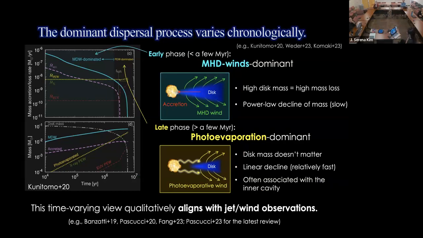In more recent years, it has been found that the dominant disk dispersal process varies in time. In the early stage, MHD winds are dominant. The energy source of the MHD winds is the gravitational energy of the accreting disk material, so this mass loss process is favored especially at the early stage where disk mass is high, and mass declines relatively slowly, like a power law. Eventually, the main dispersal process is replaced with photoevaporation. The energy source of photoevaporation is, of course, the irradiation from the star, so the mass loss rate is relatively constant compared to MHD disk winds. Usually, this late phase is associated with the inner cavity, and disk mass sharply declines, as this figure shows.